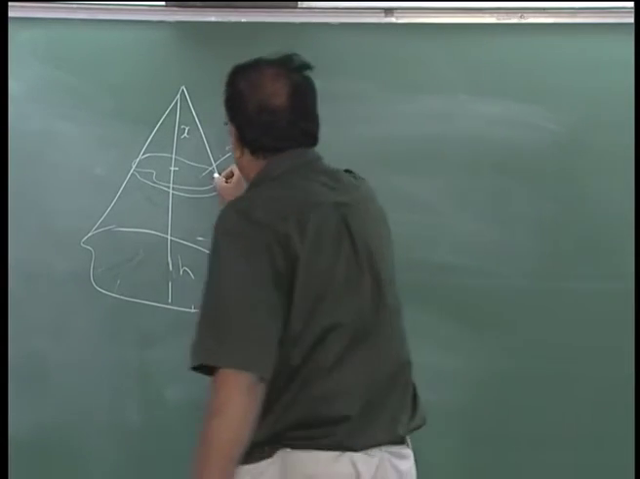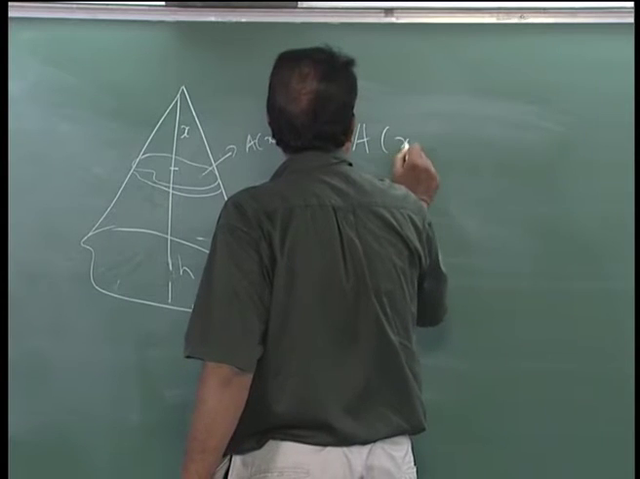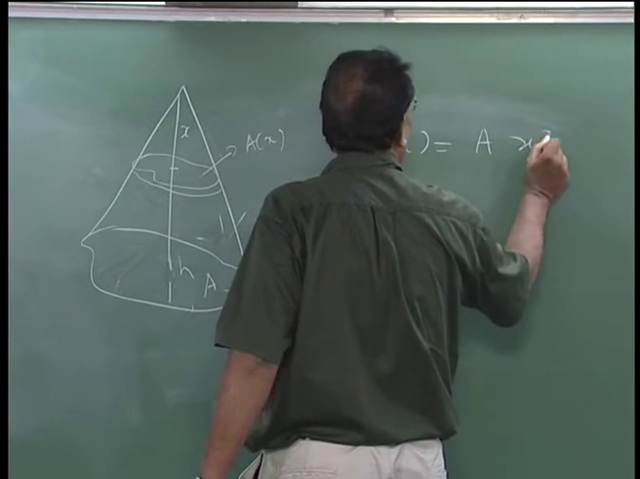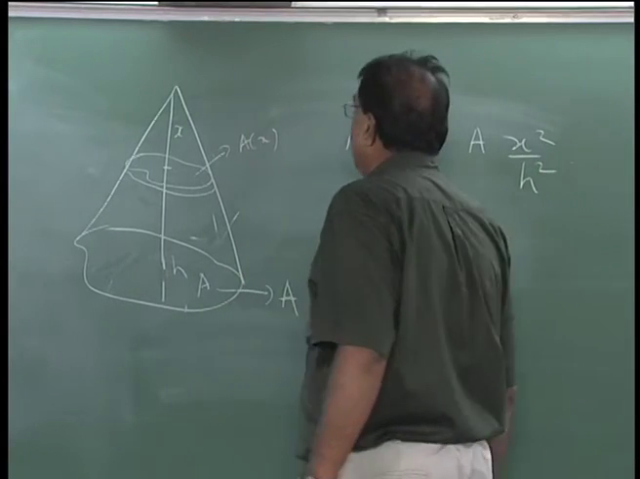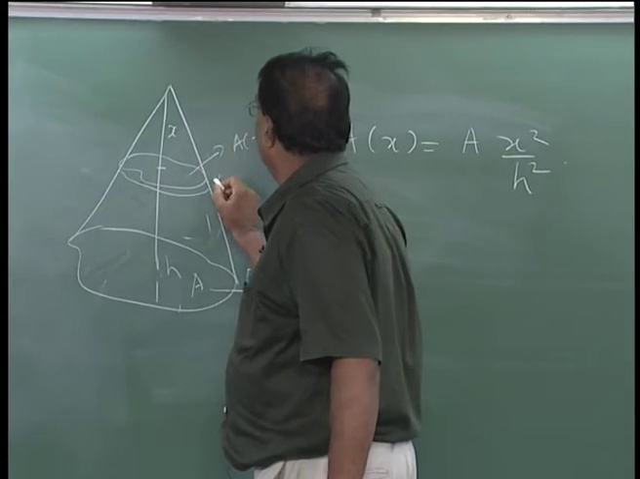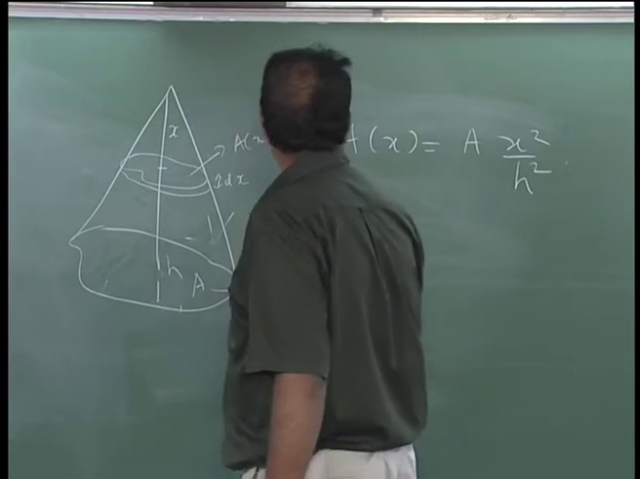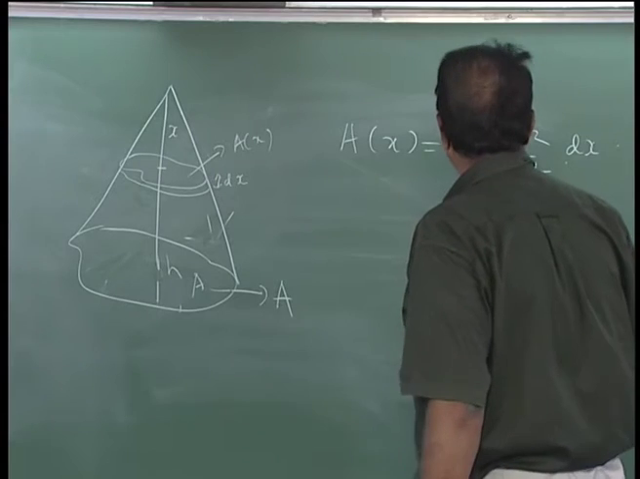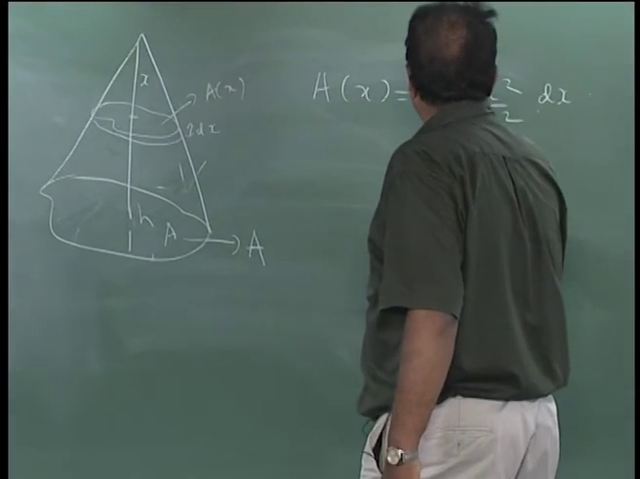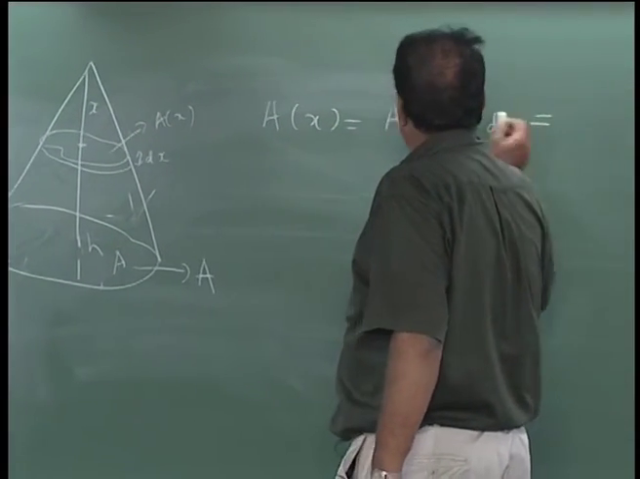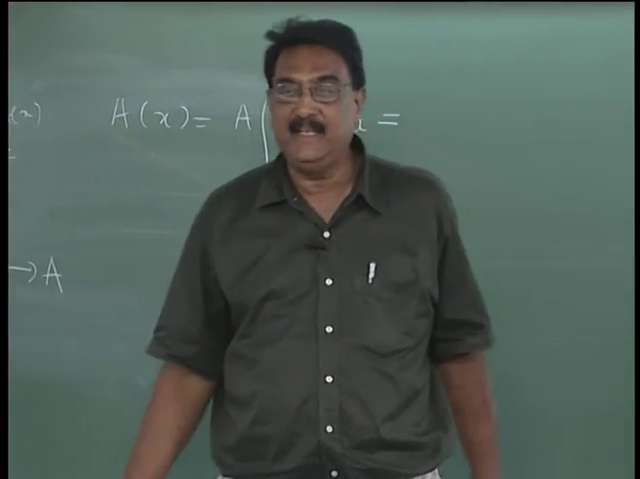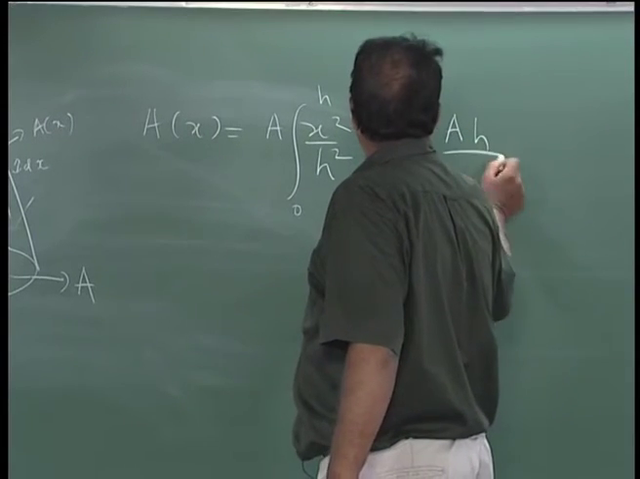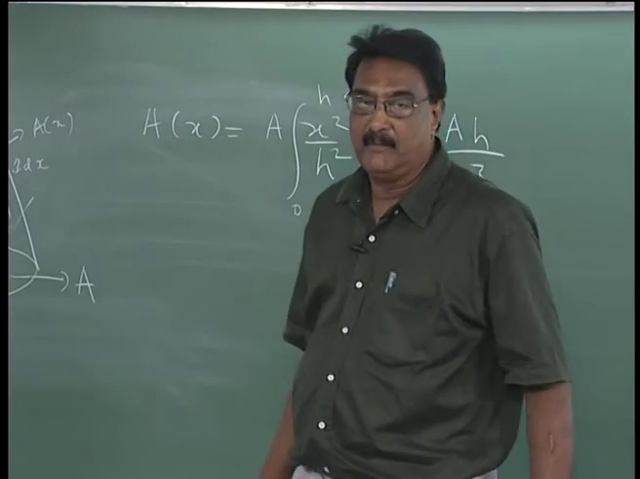So, you can say that at this point A of X is equal to A into X squared by H squared, and this disc has thickness dx. So, you integrate between 0 and h. Integral x squared dx is x cubed by 3. So, integral from 0 to h, you get A by h squared into h cubed by 3, so Ah by 3. So, this is how we get 1 by 3.